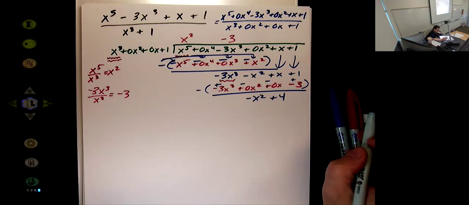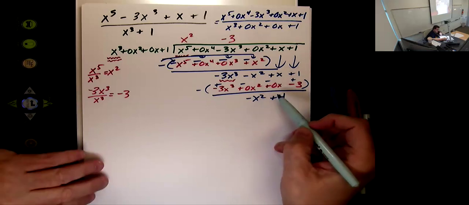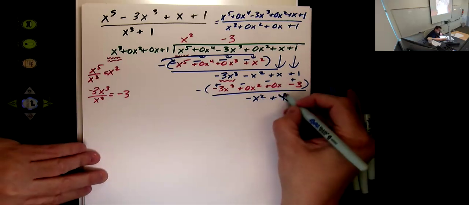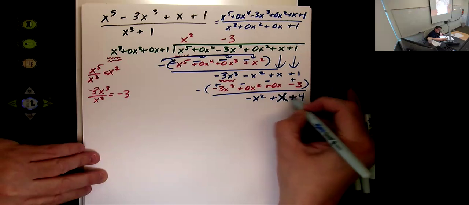You have an x too, right? Negative x squared plus x plus 4. Oh, yeah, I have a plus x, you're right. Thank you.